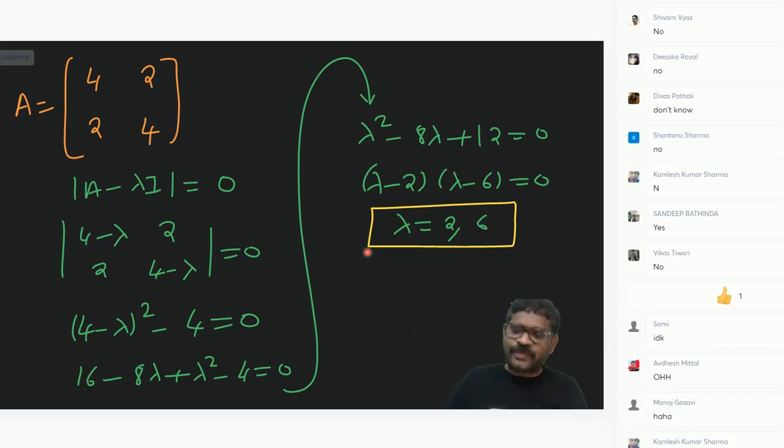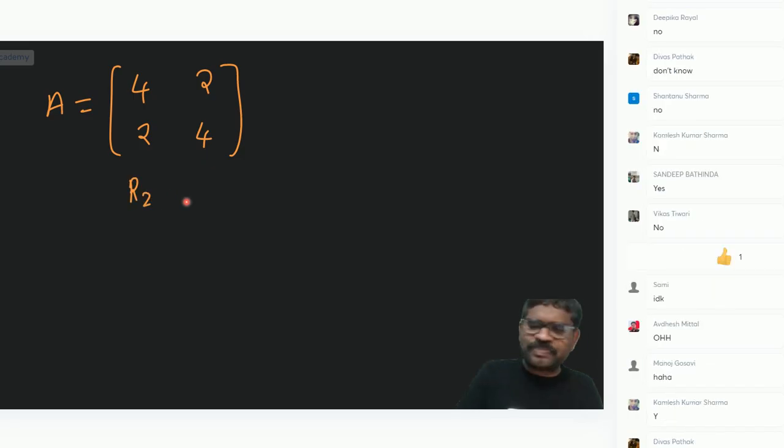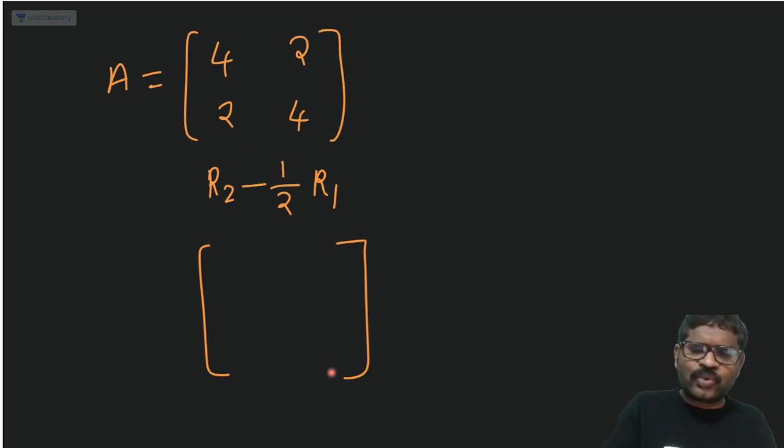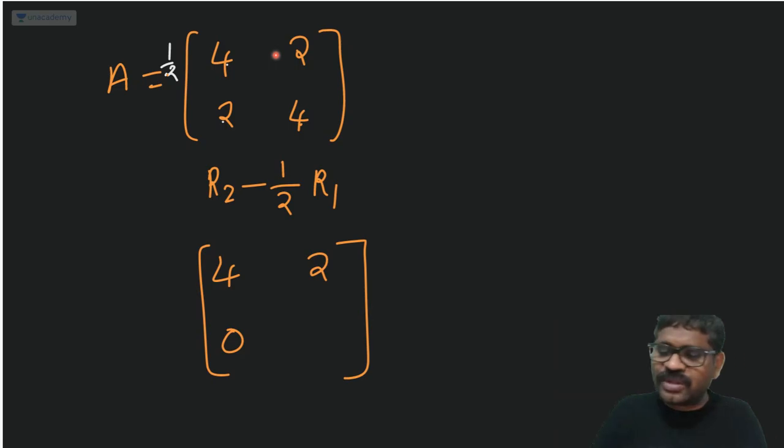Okay. Now, in the next slide, I am going to apply the innovative idea. What is that? Applying operations. R2 minus 1 by 2 into R1. First row: 4, 2, because there is no operation. Second row there is an operation: 2 minus 1 by 2 into 4, 2 minus 2, 0. 4 minus 1 by 2 into 2, 4 minus 1, 3.